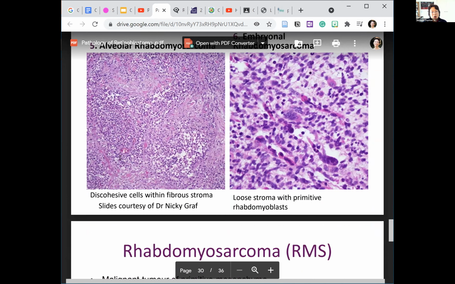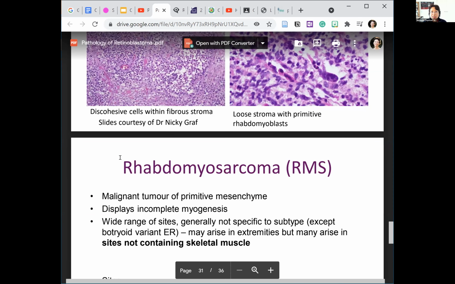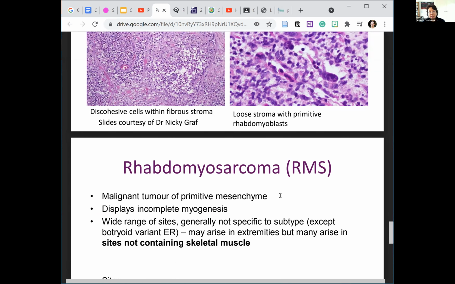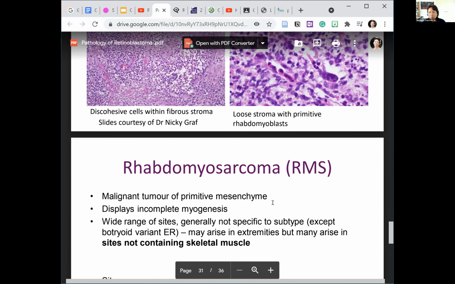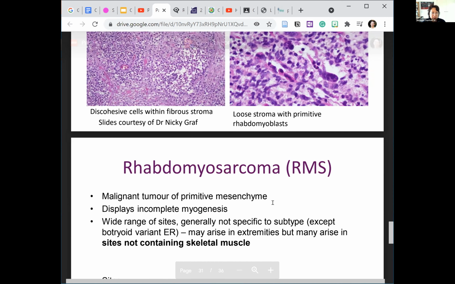A common misconception is that rhabdomyosarcoma originates from skeletal muscle, like the skeletal muscle of the extraocular muscles. Diane, do they originate from skeletal muscle of the extraocular muscles in the eye? No, they don't. They come from stem cells. That's right. So it's a tumor of primitive mesenchyme. It's not where you've come from, it's where you're going to. And it's differentiating towards skeletal muscle. It's incomplete myogenesis, which is why they don't look like total skeletal muscle cells.